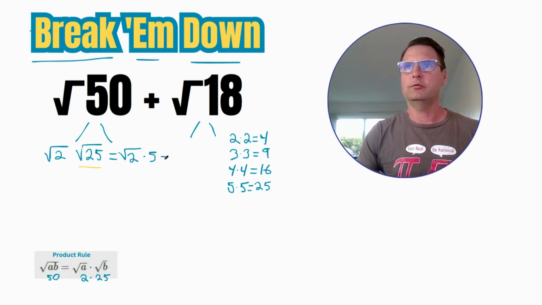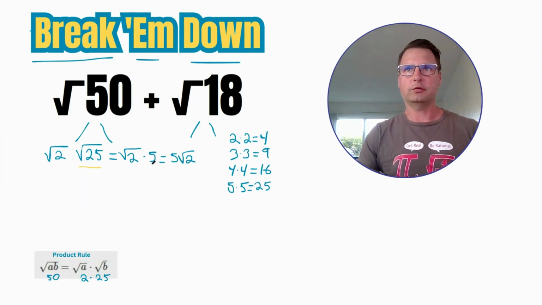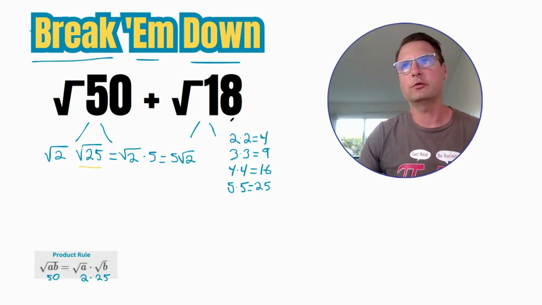And then if we want to write this in the preferred format, we write 5 times square root of 2. Don't ask me why. It just looks cleaner, I think easier to deal with there. Okay, so square root of 18. Can you figure that one out? Is there a perfect square hiding in that one?